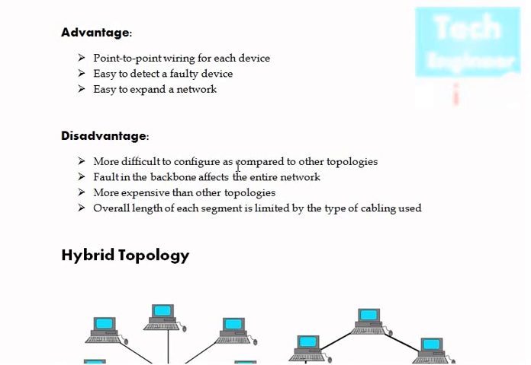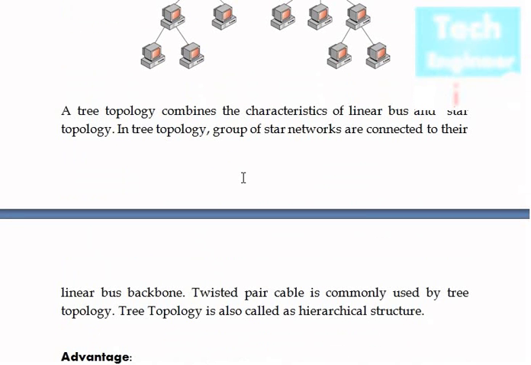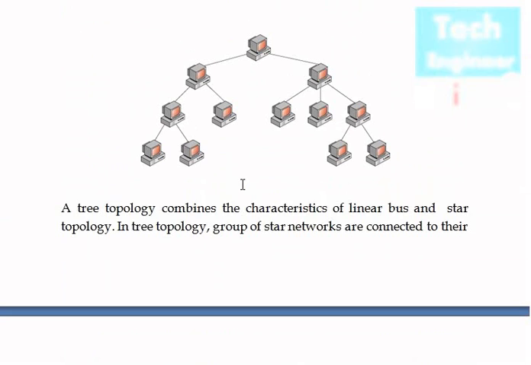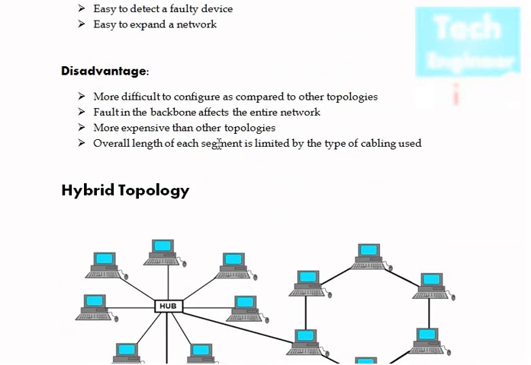Fault in the backbone affects the entire network. If one linear bus cable gets faulty, then the whole network will get damaged. More expensive than other topologies. Overall length in each segment is limited by the type of cabling used.